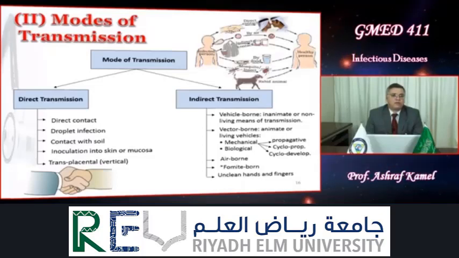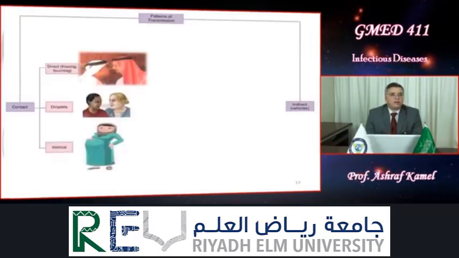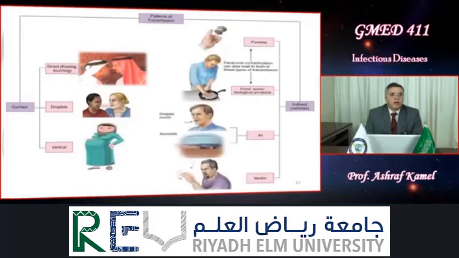Airborne infections, fomite-borne infections, and unclean hands and fingers. So we have a direct transmission through contact, and we have the indirect transmission through fomites, through food, water, biological products, through the air, or through vectors.